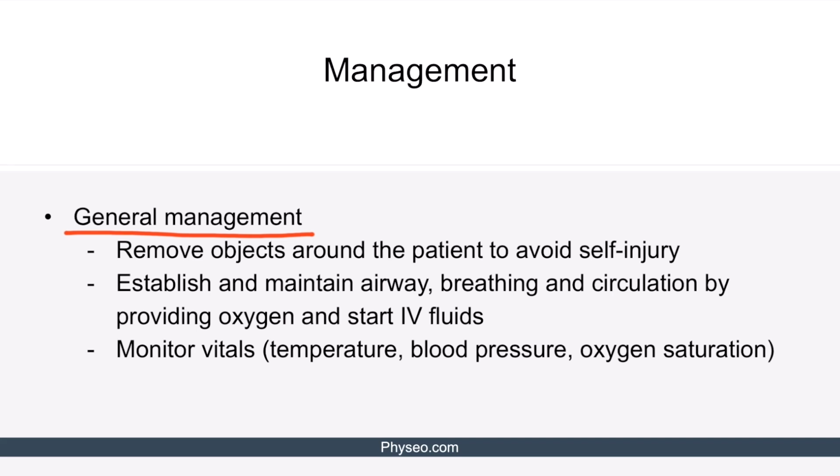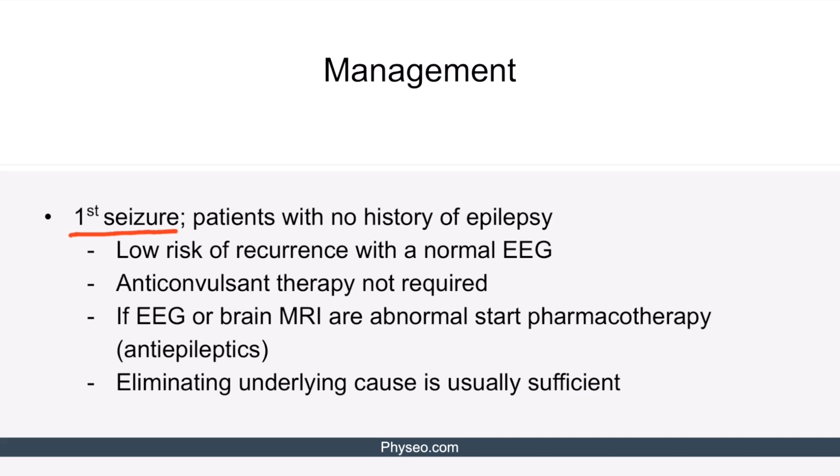And one of the best things you can do to maintain proper ABC function is by giving oxygen and starting IV fluids. And also, you're going to want to monitor vitals, such as the patient's temperature, their blood pressure, and oxygen saturation.